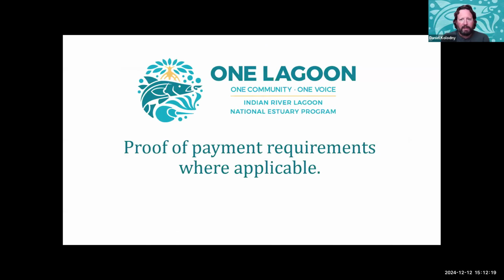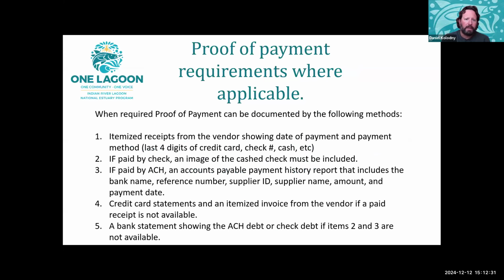And so the last thing I have in my little overview here of invoicing and documentation is just proof of payment requirements where applicable. When required, proof of payment can be documented by these 5 different methods, and a couple are just options if you don't have one or the other. The first one would be an itemized receipt from that vendor showing the date of the payment method. It could be like a credit card, check number, cash, whatever that is. If it's paid with a check, you're going to need to include an image of that cashed check to be included in your package.